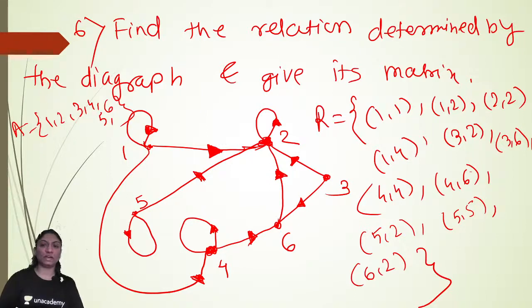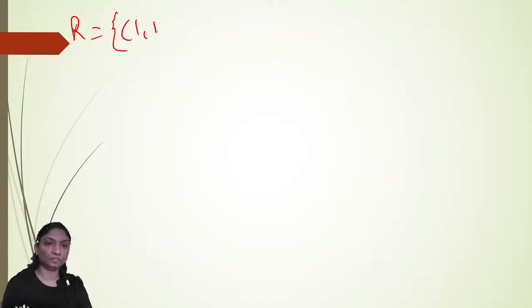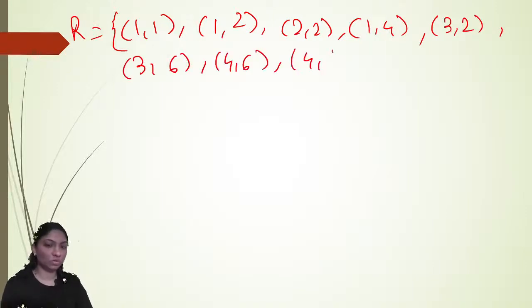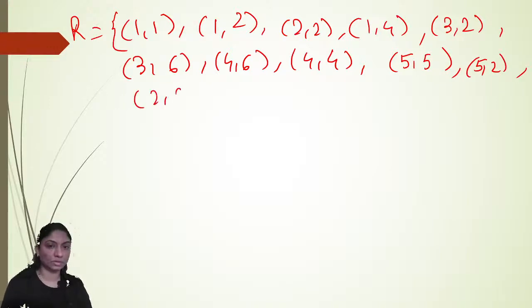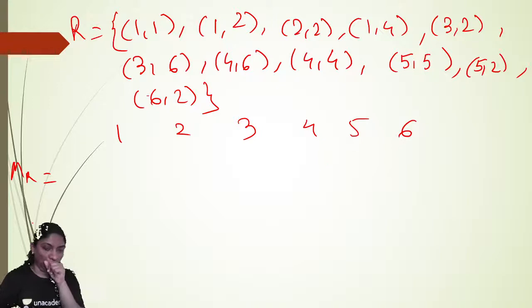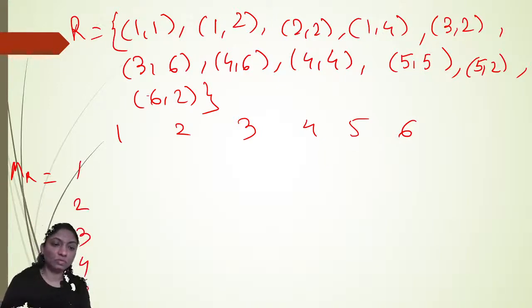The diagram is given. You can find out the relation R and give its matrix, the matrix MR. So R is given here: 1 1, 1 2, 2 2, 1 4, 3 6, 4 6, 4 4, 5 5, 5 2. Find out the MR.